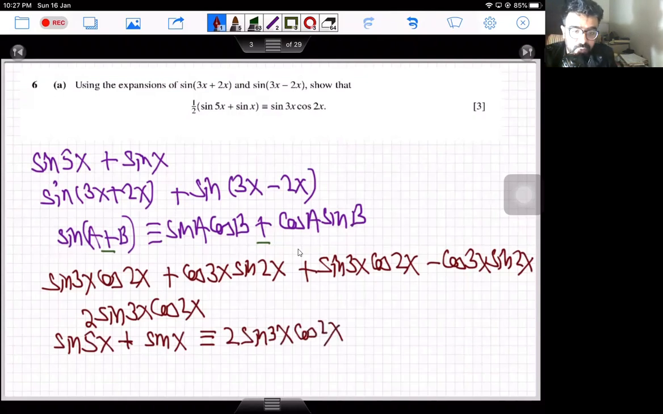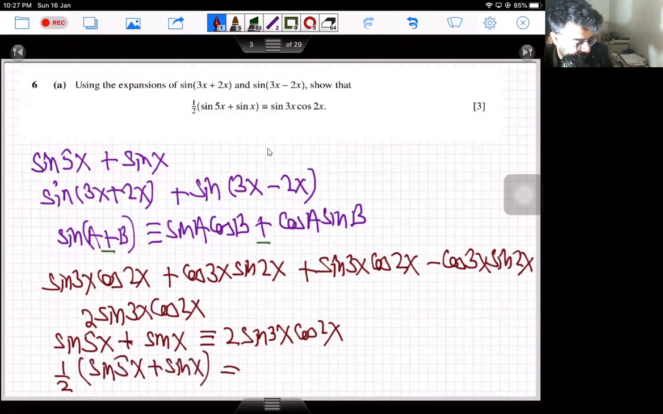And what we need to prove is that we need to multiply by 1 over 2 over here. So obviously 1 over 2 will be multiplied on both sides. So 1 over 2 multiplied by sine 5x plus sine x will be exactly equal to, this 2 will be multiplied by half and this 2 will be cancelled out. So this will be equal to sine 3x multiplied by cos 2x. This was part A for 3 marks.